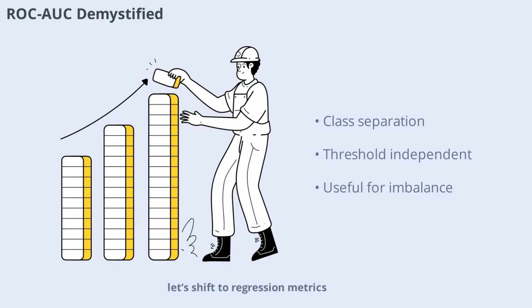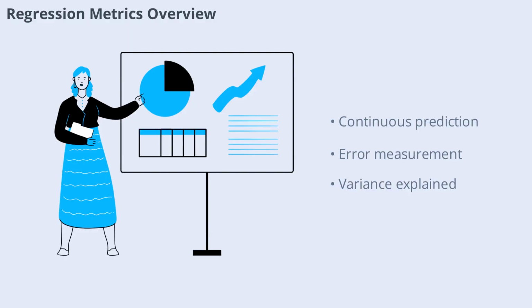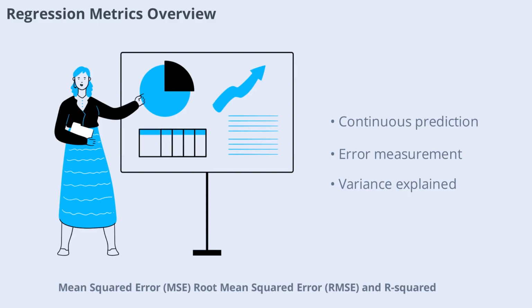Now let's shift to regression metrics. Regression tasks involve predicting continuous values, like house prices or temperatures. Here, the evaluation metrics are different from classification. Common regression metrics include mean absolute error (MAE), mean squared error (MSE), root mean squared error (RMSE), and R-squared. Each metric provides unique insights into model performance, such as average error size or how well the model explains variance.